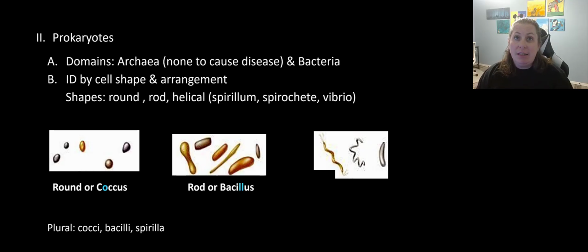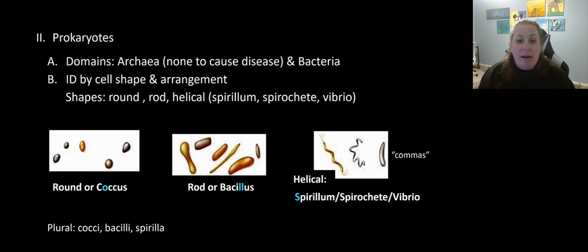Another way to remember this, if you'll notice I have the two L's highlighted. This is because if you have the two L's, they look like little rods. You have two rods in there, so bacillus is the rod shape. The last one is the helical or spiral. We call this the spirillum. These are also known as spirochetes or vibrios. They kind of look like commas, but they are going to have more of a curled structure, kind of like a slinky or a spring. Okay, and that's the spirillum. Now, of course, if there's more than one, we call it cocci, bacilli, and spirilla instead of spirillum. So there are going to be the plural versions of those as well.